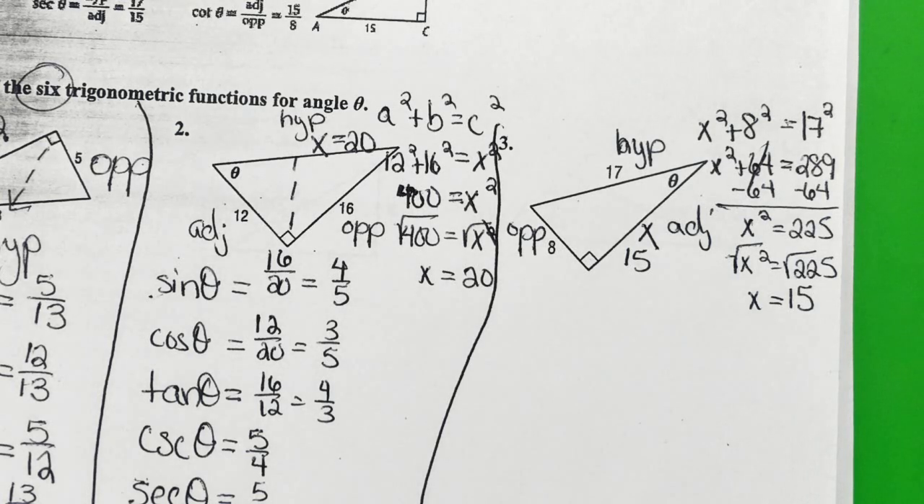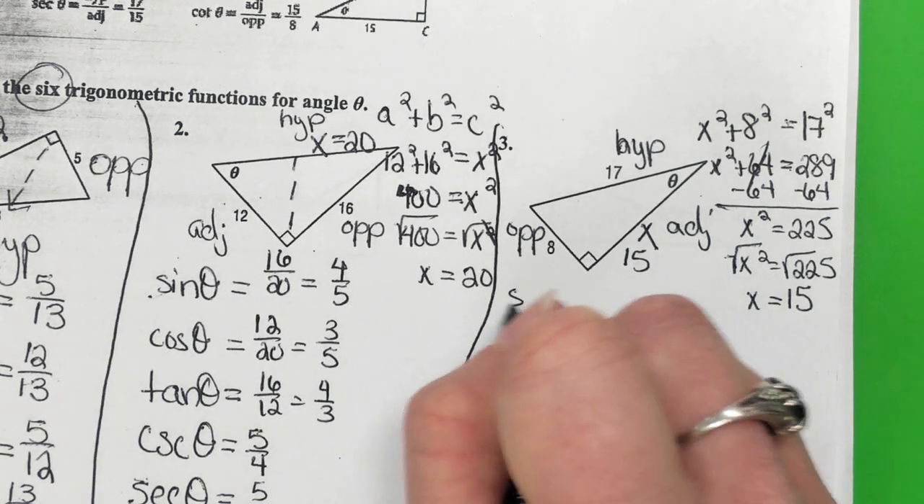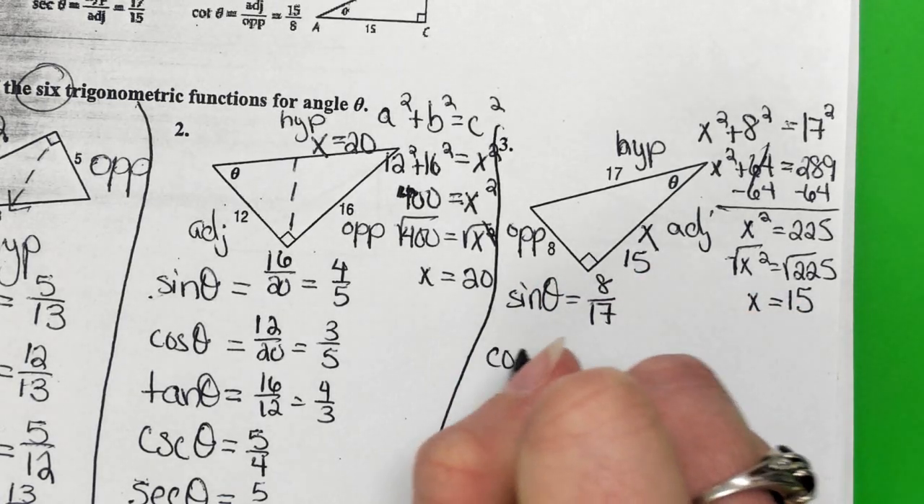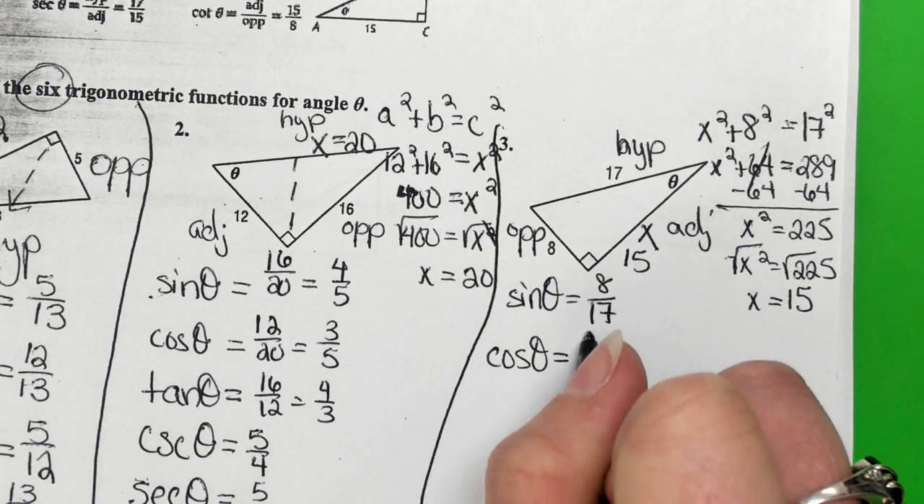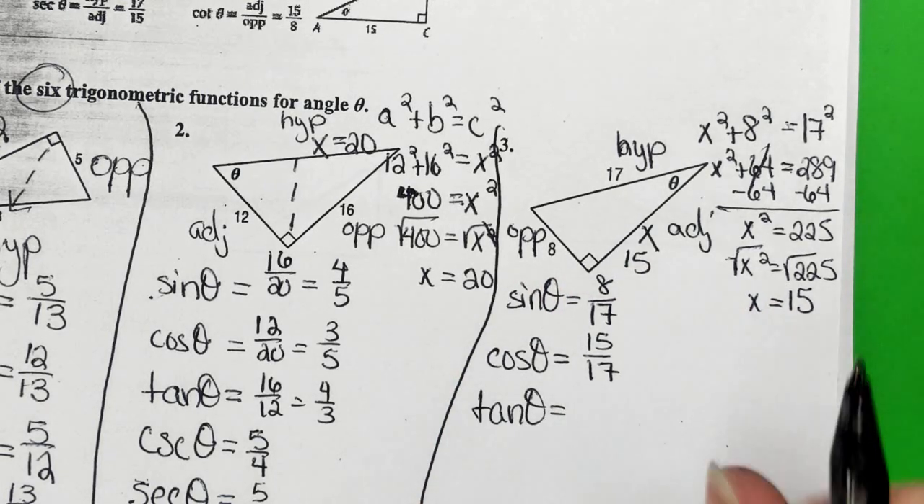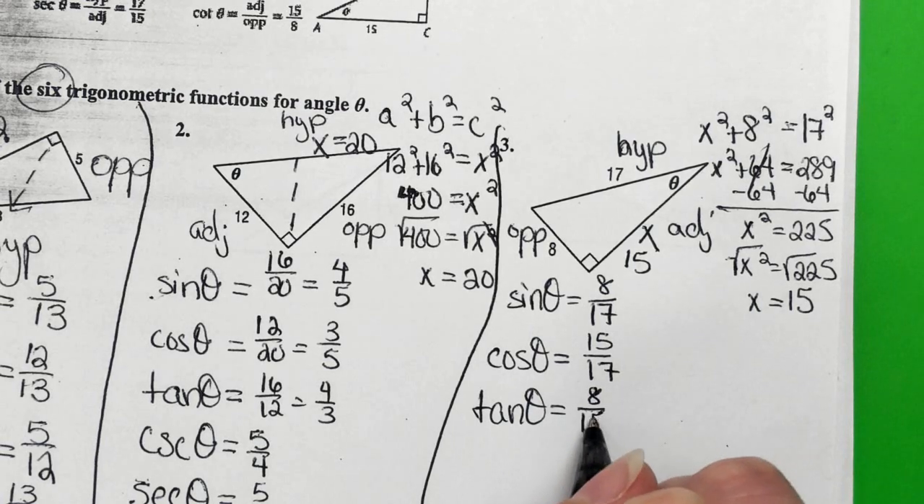All right, what'd you get for sine? Looks like most of you aren't finished. 8 over 17. Perfect. What'd you get for cosine? 15 over 17. Perfect. Tangent. 8 over 15. Awesome.